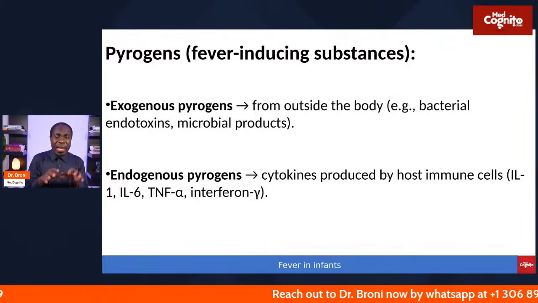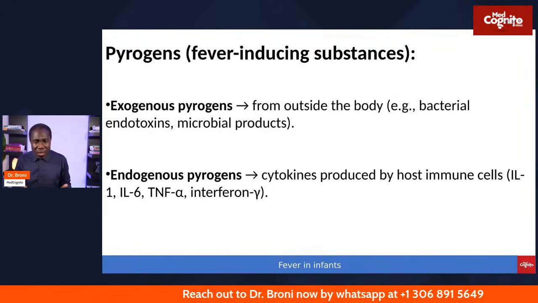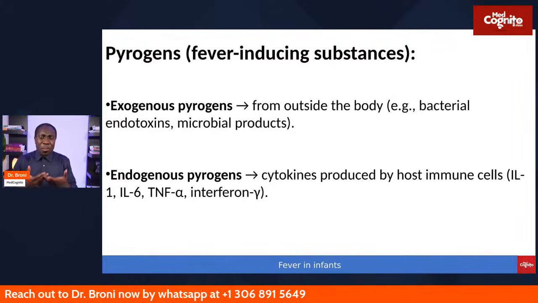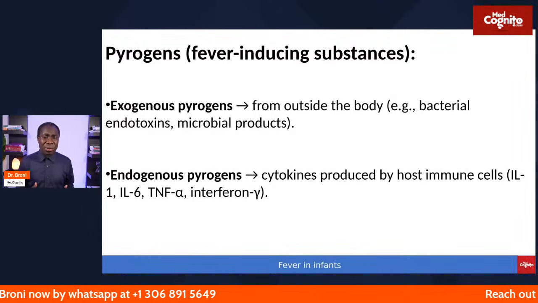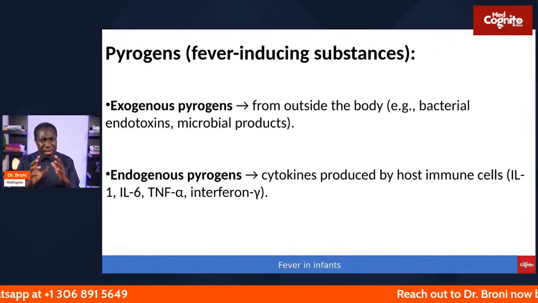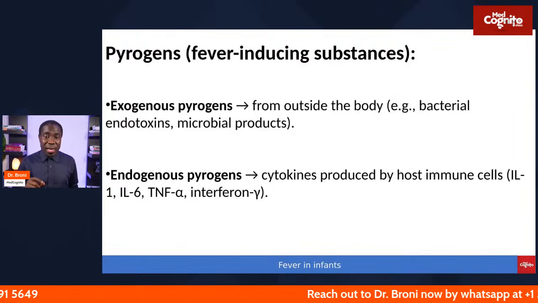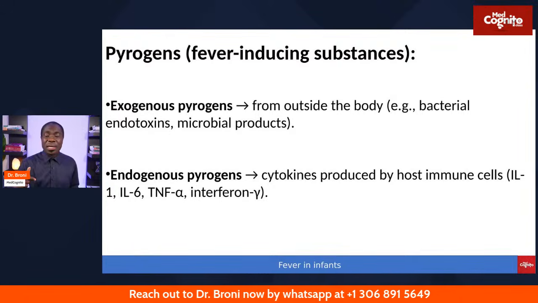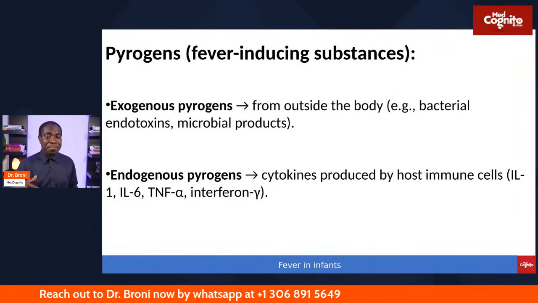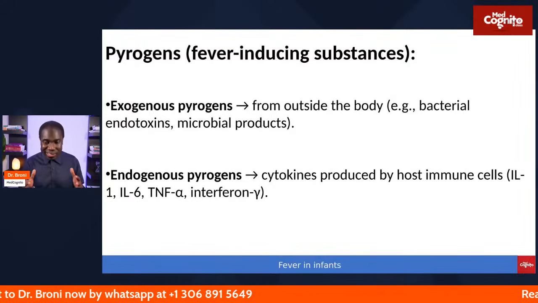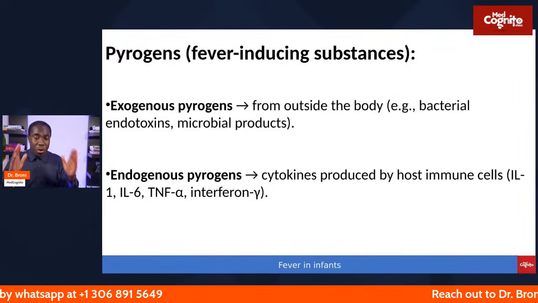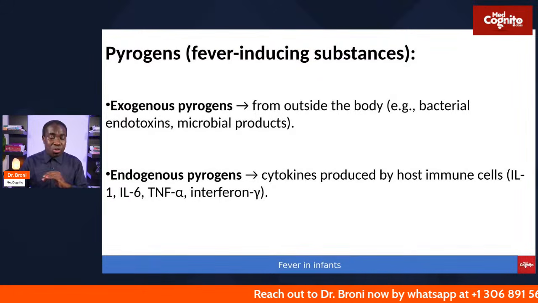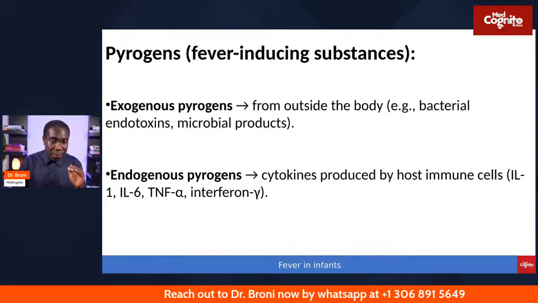right? And endogenous pyrogens are the stuff in our bodies which the body will produce as a result of something going wrong. So things like interferon gamma, tumor necrosis factor alpha, interleukin 1, interleukin 6. Don't worry your head about these things. This is just an introduction to everything I'm going to talk about today.